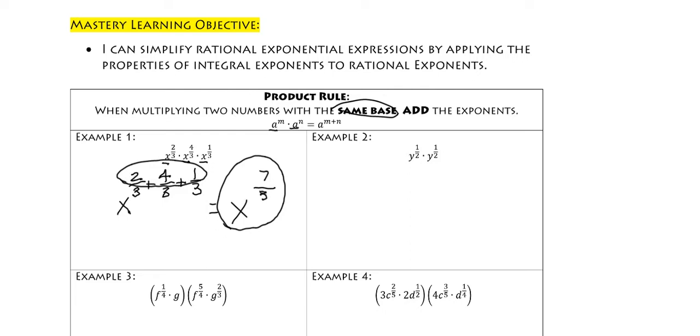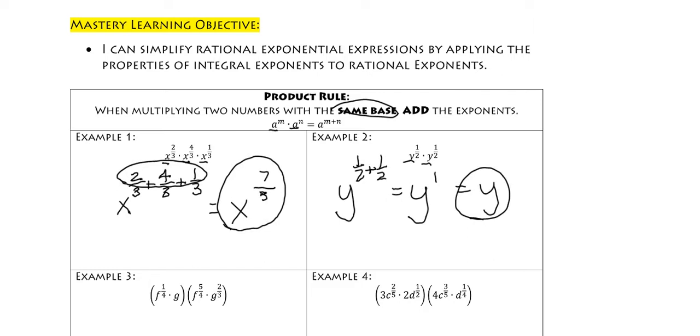Example 2 says y to the 1/2 power times y to the 1/2 power. The same base, and we're multiplying. Keep the same base. We add the exponents. So that's y to the first. 1/2 plus 1/2 is 1. And we typically just write that as y. You don't need to write to the first power.